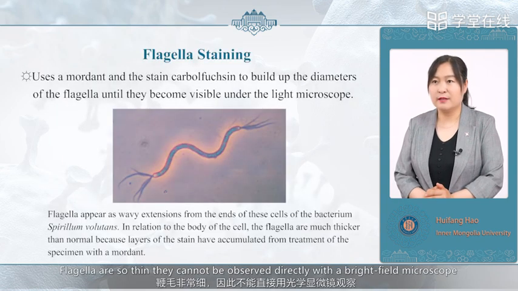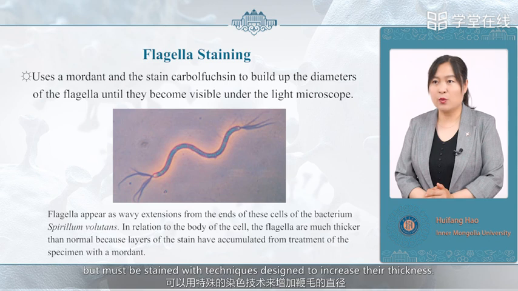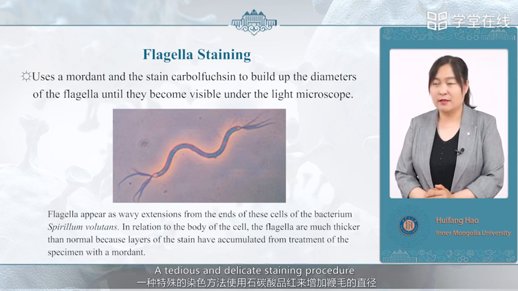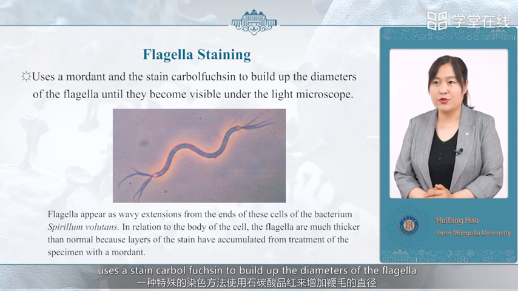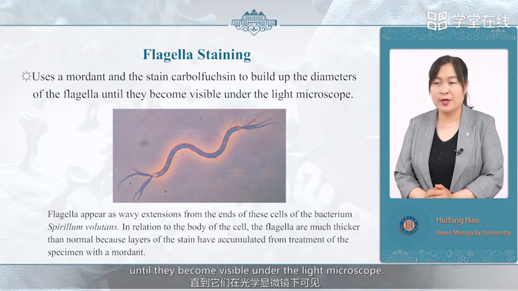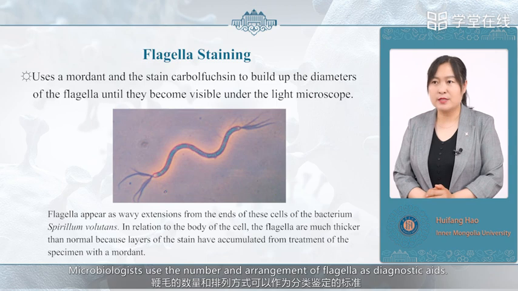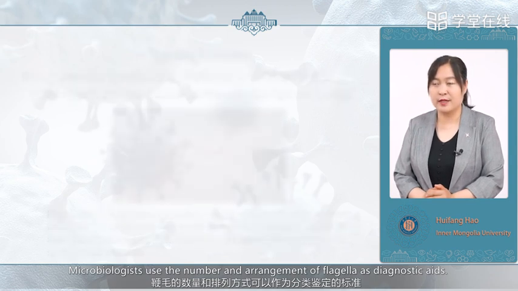Flagella are so thin, they can't be observed directly with a bright field microscope, but must be stained with techniques designed to increase their thickness. A tedious and delicate staining procedure uses a mordant and the stain carbolfuchsin to build up the diameters of the flagella until they become visible under the light microscope. Microbiologists use the number and the arrangement of flagella as a diagnostic aid.